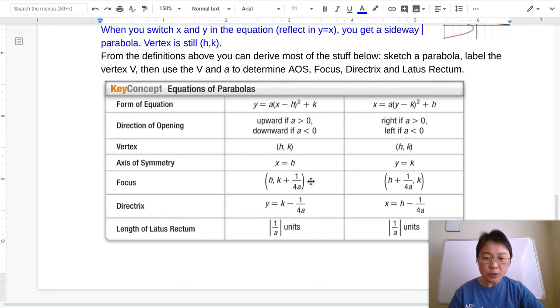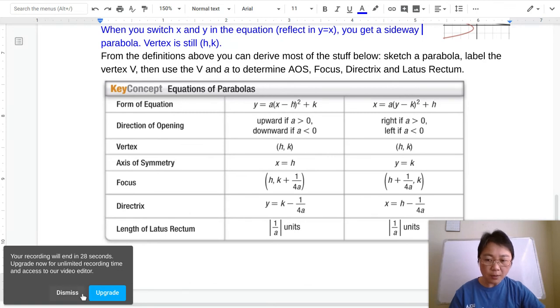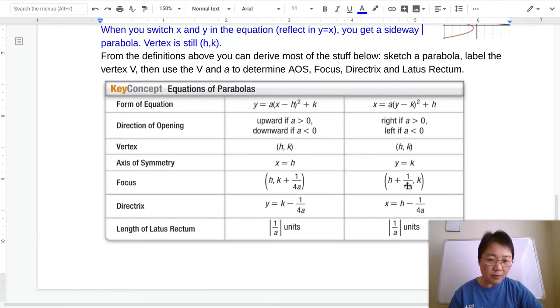Now the focus is 1 over 4a away from the vertex. So we will start with h and k, but in an upside up or upside down parabola, it is above or below the k, so we're going to add 1 over 4a. Now if a is negative, you will end up doing a subtraction from k, so don't worry about that. It will take care of the negative value of a. Likewise, in the sideways parabola, now it is the x coordinate that changes, so we're going to add 1 over 4a to h. And the directrix is on the other side of the vertex. So right here we have plus, and right there we have minus. Likewise for the sideways parabola.